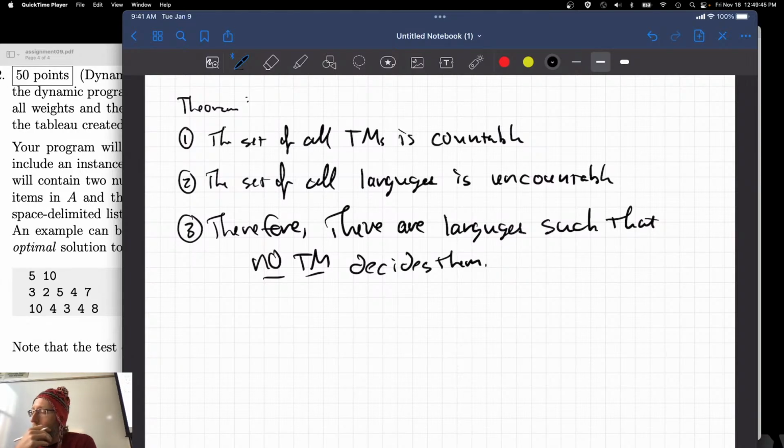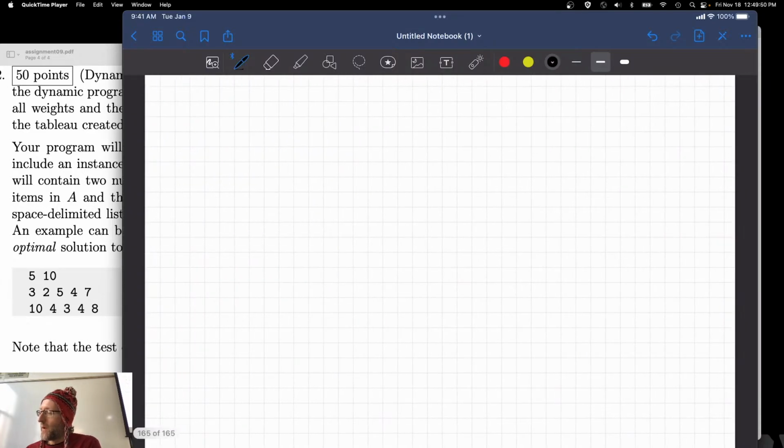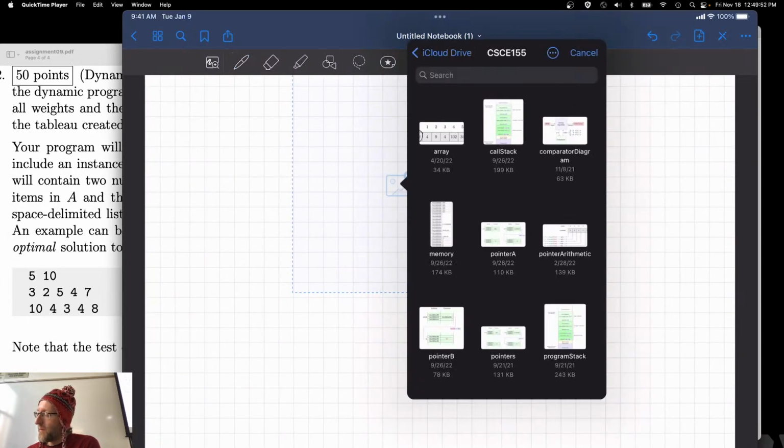Okay? So let's show number 1 first. The set of all Turing machines is countable. Remind me, what is a Turing machine?